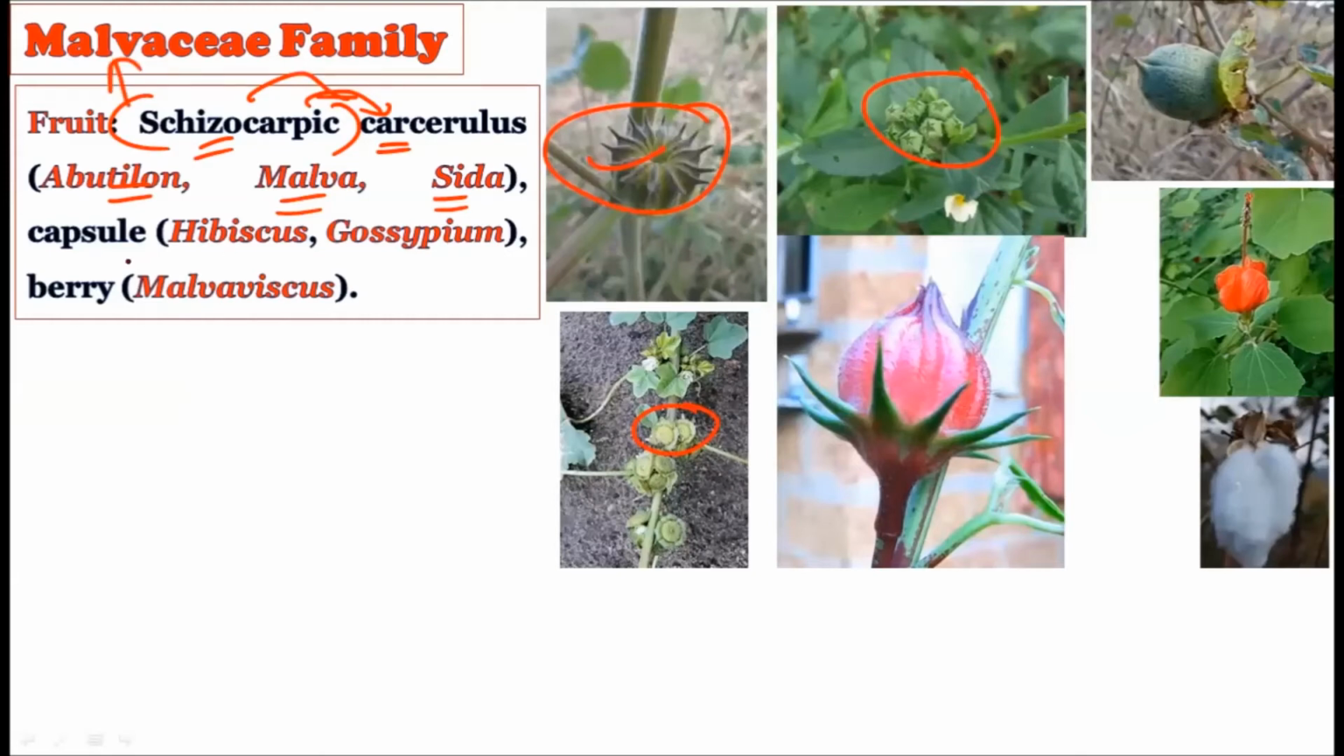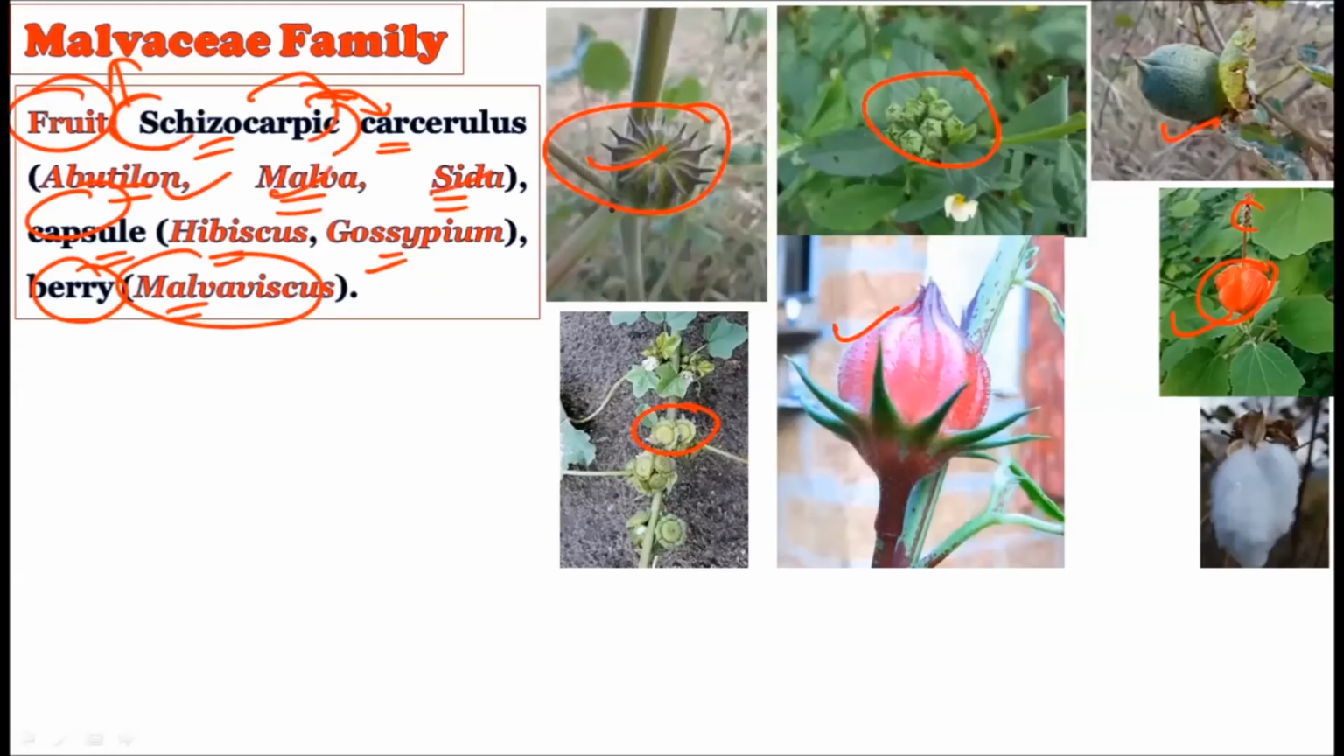Then the fruit can be a capsule. Okay, in the case of the hibiscus or the gossypium. Observe, this is the hibiscus fruit, and this is the gossypium fruit, both of which are capsules in nature. Okay, and sometimes the berry type of fruit is also found in the Malvaceae. See, here you will find the berry type of fruit which is found in the Malvaceae. Okay, so here the fruits are also variable. Schizocarpic fruits are found in abutilon, malva, and sida.